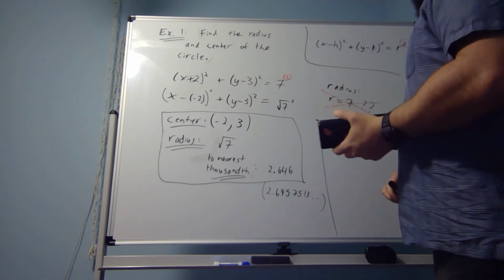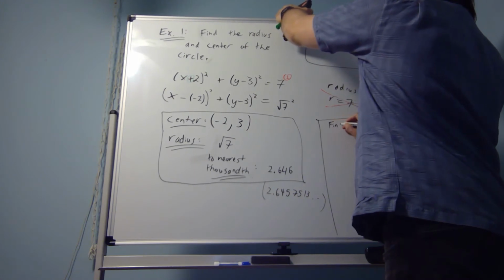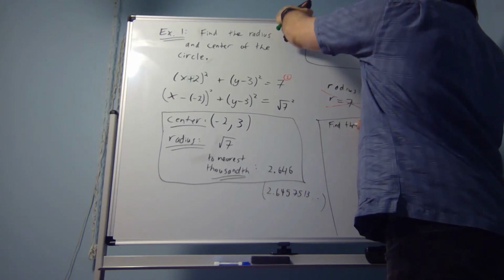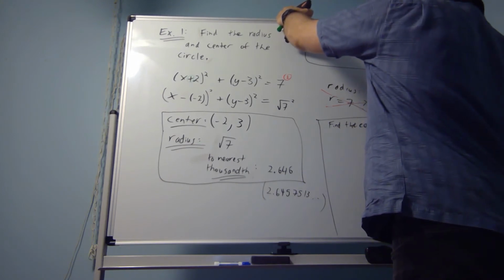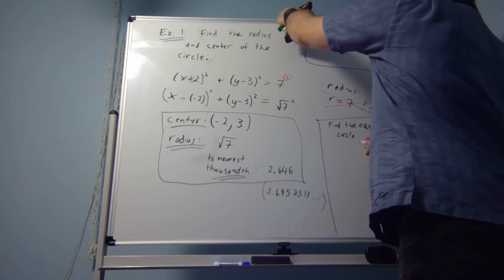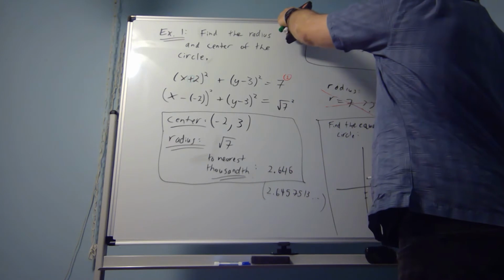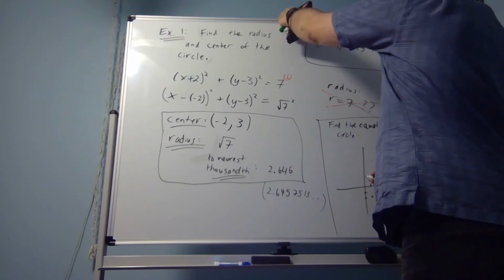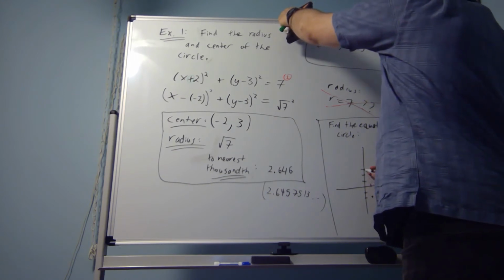And what else do we have? I'll try to draw a nice picture if I can. Let's say the center is at 1, -2. And let's say the radius is 1, 2, 3, 4. Sure, let's make it 5. 1, 2, 3, 4, 5.